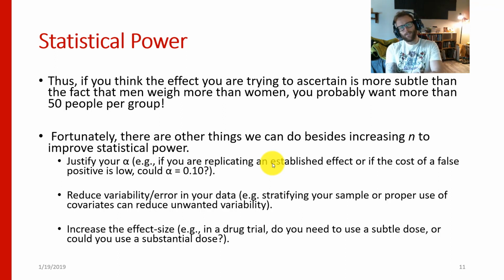Similarly, in some situations, you might be able to increase the size of the effect as the experimenter. Like in naturalistic studies, this is hard to do because that effect size is out in nature and you're trying to measure it. But in an experimental study, you might be able to make a choice about what kind of manipulation you're going to use. So for instance, in a drug trial, do I want to use a subtle dose of a drug or do I want to use a substantial dose of a drug? And if sort of risk of side effects and negative health outcomes are equal, I probably want to use the biggest dose that I can to improve my effect size.